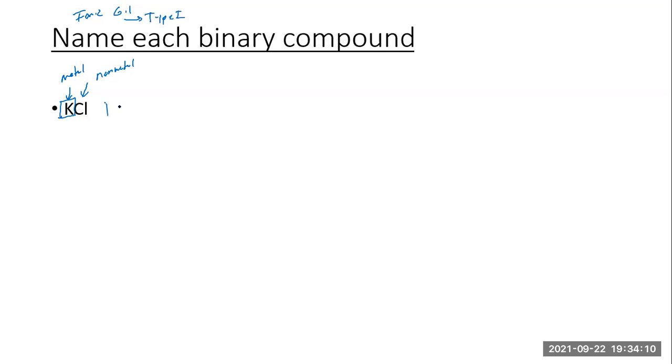We're going to use the whole name of the metal, which is potassium. The chlorine then becomes chloride, the IDE at the end of it. And that is all she wrote there on that one. Any questions on that one?